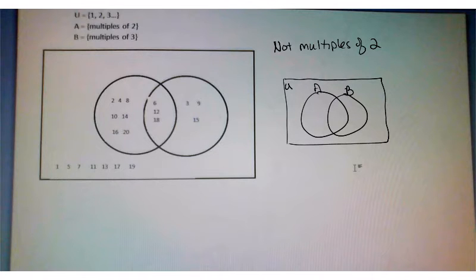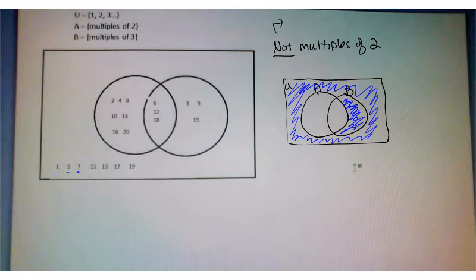You might have an idea that not multiples of 2 here. But you'd be partially right, because what you're forgetting is the rest of the universe. Things like 1, 5, 7 are not multiples of 2. So what we're looking for with this is everything else in the universe that is not a multiple of 2. So the correct regions to shade would be everything here in blue. All of this indicates not multiples of 2.